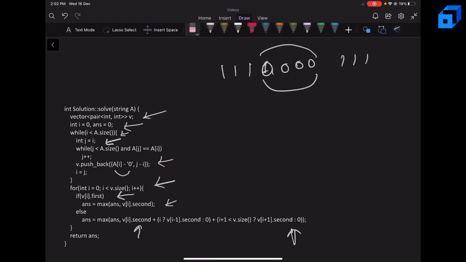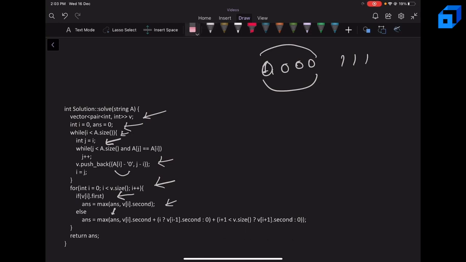or maybe we may not have some adjacent ones if it is completely on the left or completely on the right. So we'll check if we have a left, that means i is not 0. If we have a left, we will add vi minus 1 dot second, otherwise 0. If we have a right, that means i is not equal to v dot size minus 1, that is n minus 1, the last running length, then we will add vi plus 1 dot second, otherwise we will add 0. And finally we'll keep the maximum of all such values and we will return the answer.